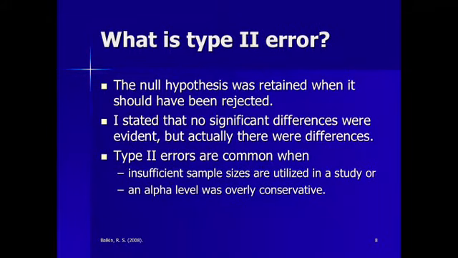A type 2 error is that I retained the null when I should have rejected it. In other words, I said there were no differences when there actually were. Type 2 errors happen when sample sizes are insufficient, or if I use an overly conservative alpha level. I'm not finding statistical significance at 0.001, but I might have at 0.05.